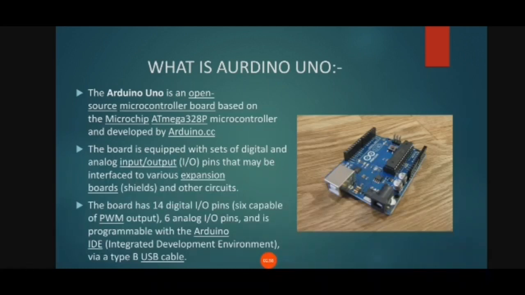releases. The Atmega 328 on the board comes pre-programmed with a bootloader that allows uploading new code to it without the use of an external hardware programmer. While the Uno communicates using the original STK500 protocol, it differs from all preceding boards in that it does not use the FTDI USB to serial driver chip. Instead, it uses the Atmega 16U2 programmed as a USB to serial converter.